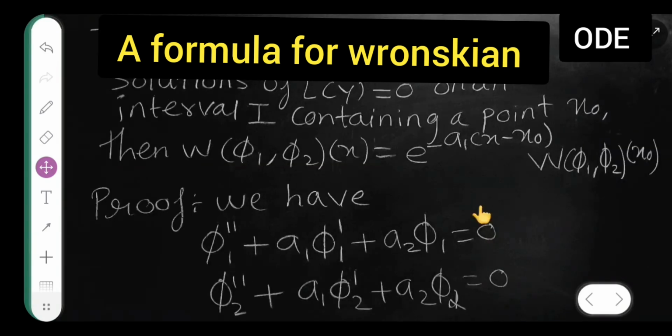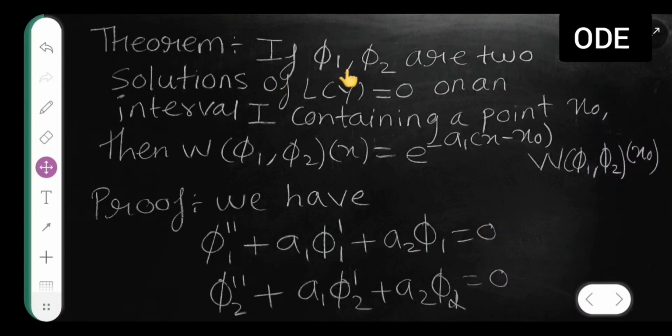Okay, now let me move further. Let me prove this theorem. If phi1 comma phi2 are two solutions of L of y equal to 0 on an interval I containing a point x0, then W of phi1 comma phi2 of x, now this is the Wronskian, is equal to e raised to the power of minus a1 into x minus x0, into what? Wronskian of phi1 comma phi2 at x0.